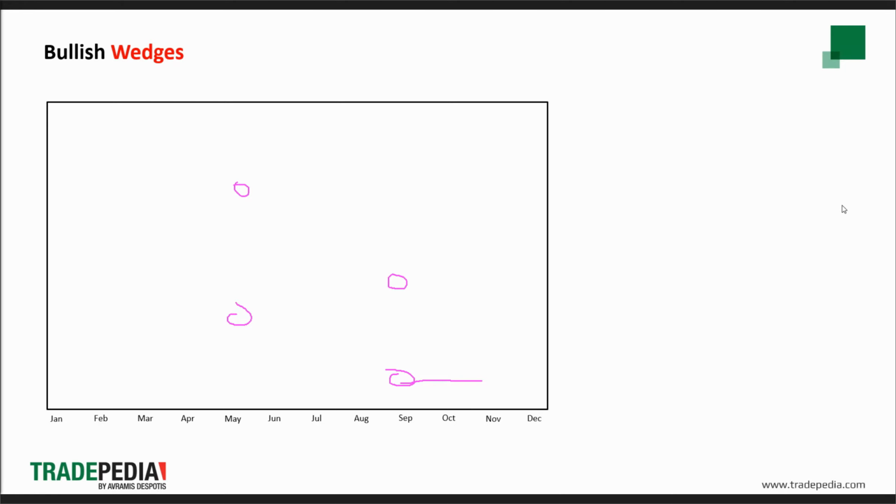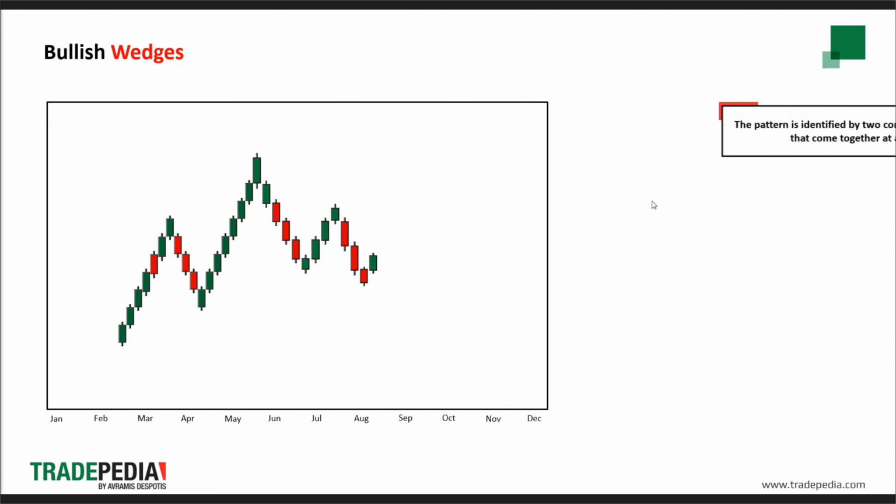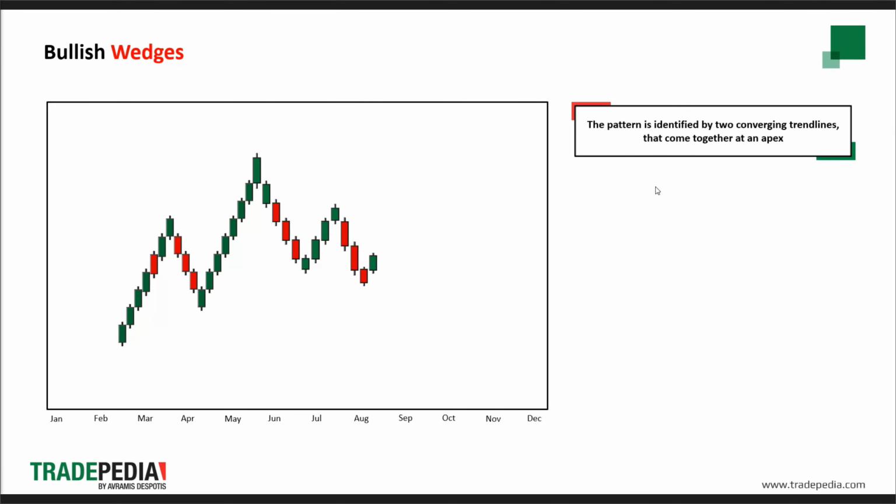Okay, next we will be going to the bullish wedge. Okay, bullish wedge. So for the bullish wedge, to identify it, we need to find two converging trend lines that come together at an apex. So that means this trend line showing over here as well as this lower trend line over here itself.